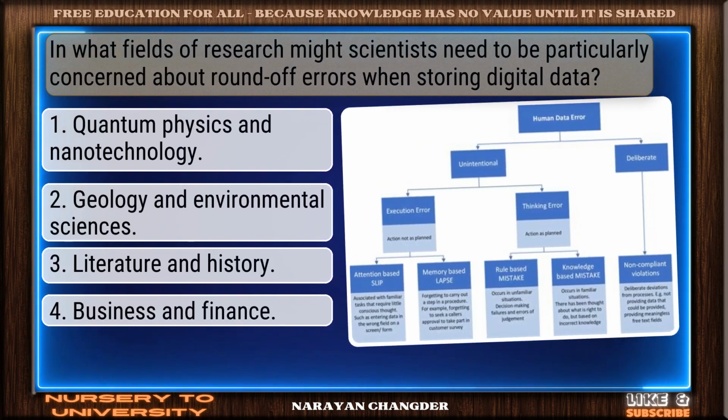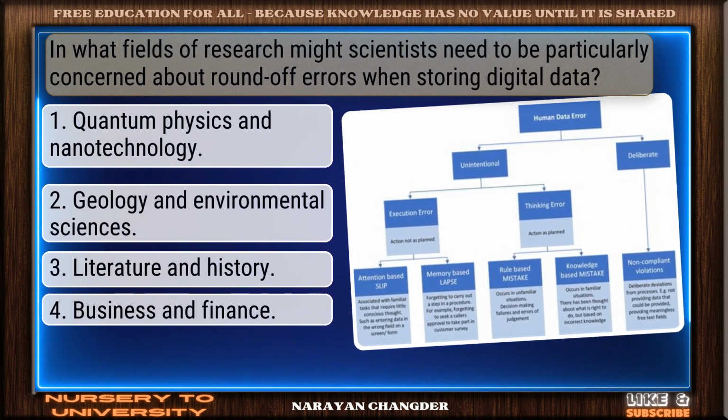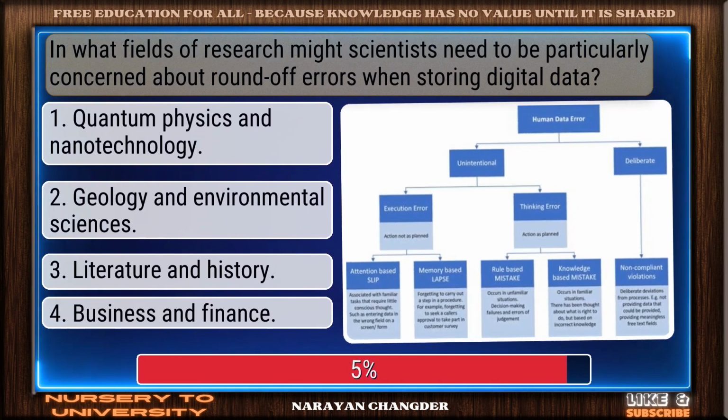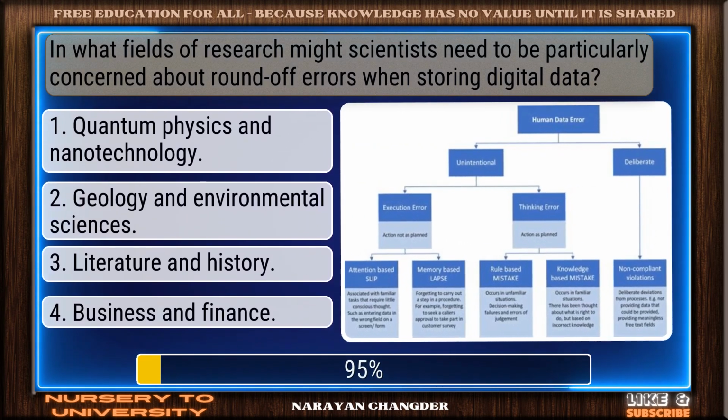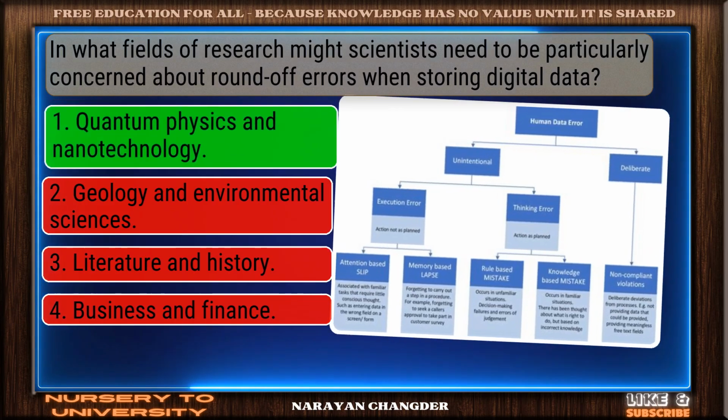Question number 13. In what fields of research might scientists need to be particularly concerned about round-off errors when storing digital data? Well done. Quantum physics and nanotechnology is the right choice.